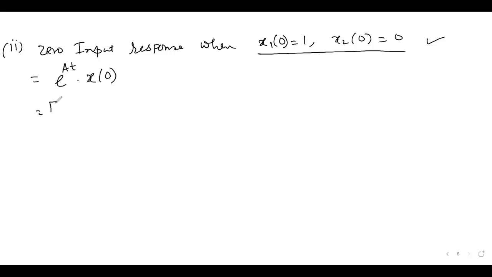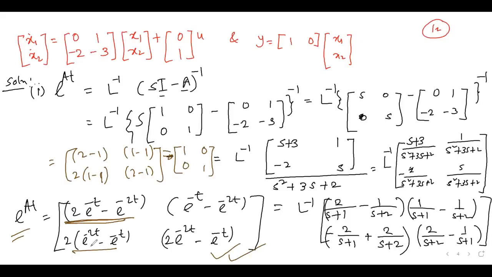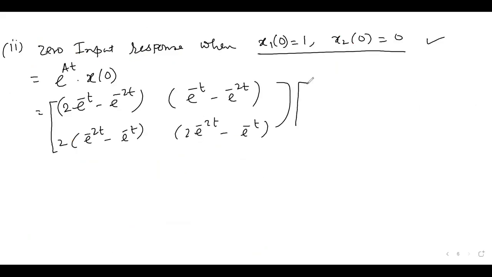So e to the power At, which you already calculated, is 2 e to the power minus t minus e to the power minus 2t, e to the power minus t minus e to the power minus 2t, 2 multiplied by e to the power minus 2t minus e to the power minus t, 2 e to the power minus 2t minus e to the power minus t. This is the state transition matrix. Now you multiply with the initial condition matrix, which is 1 0 here. So you multiply these two.